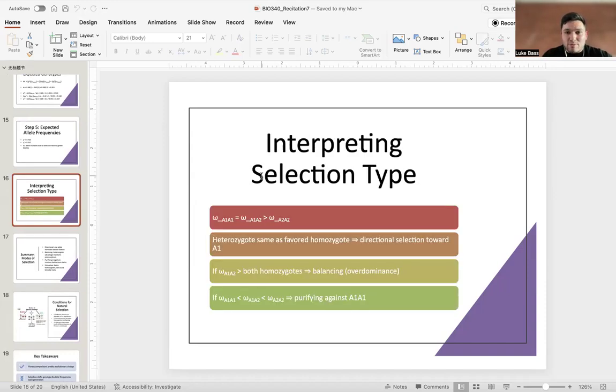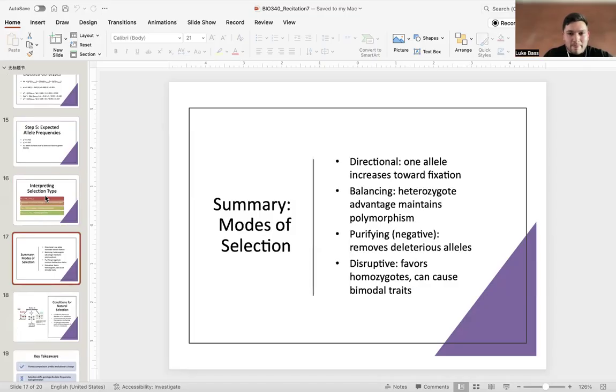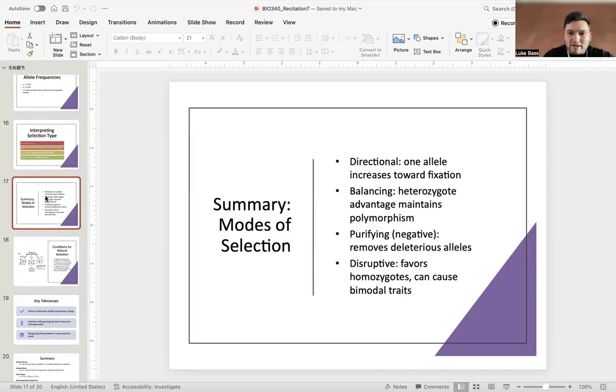So then interpreting selection type, here's some information that Wang Sheng included. And then finally, there's a quick summary of the modes of selection, which is directional, balancing, purifying, and disruptive. So I'll let you guys read over those.